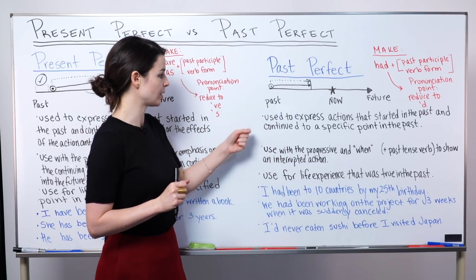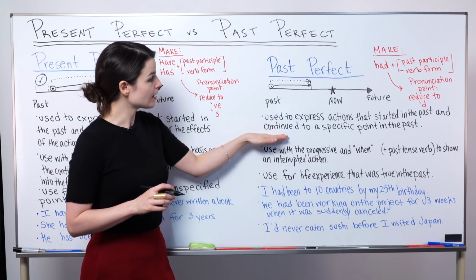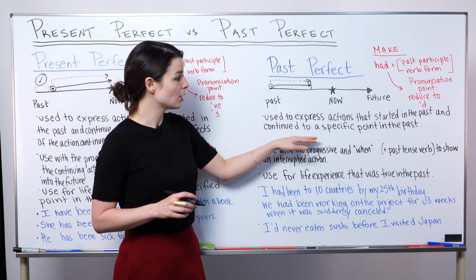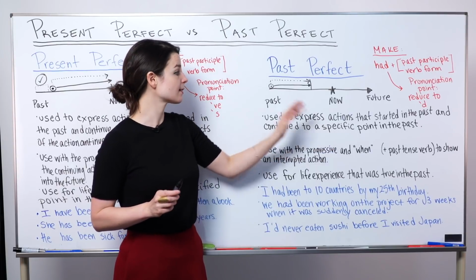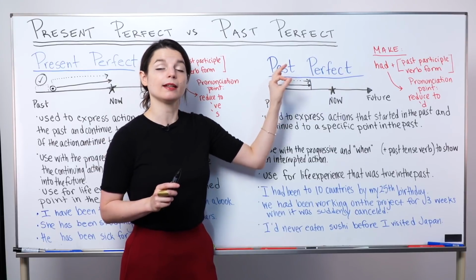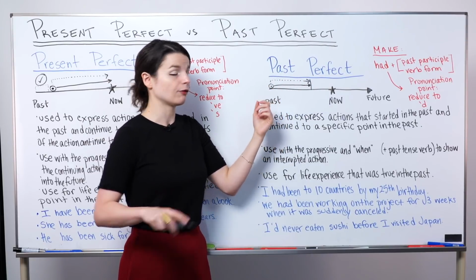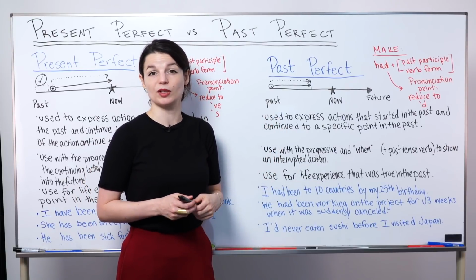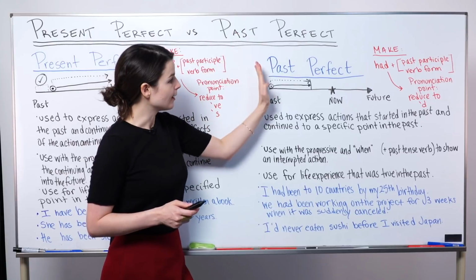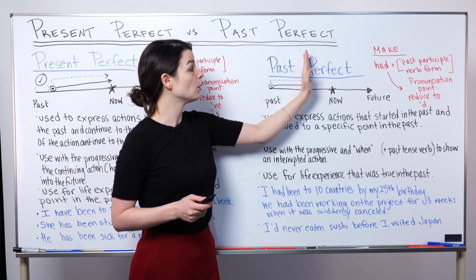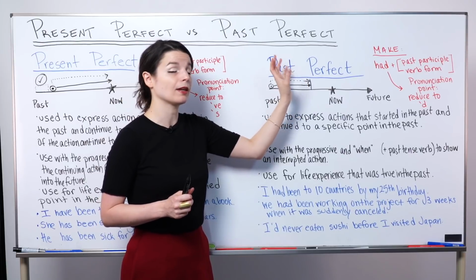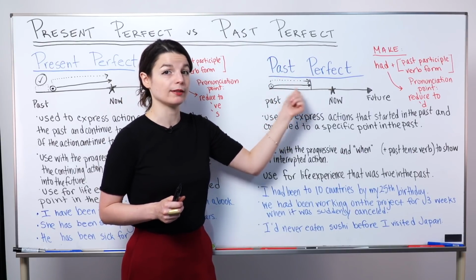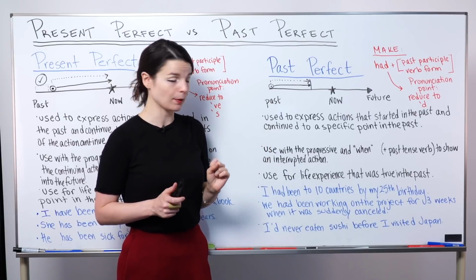So let's look at the explanation. We use past perfect tense to express actions that started in the past and continued to a specific point in the past. So this is an action, yes, or it can be a condition. For example, we talked about a person being sick. That's a good example of a condition or a state. So started in the past, continued to a specific point in the past. Maybe something happened, something changed it, or we just want to note that this is an important point in the past. I'll show some examples in a moment.